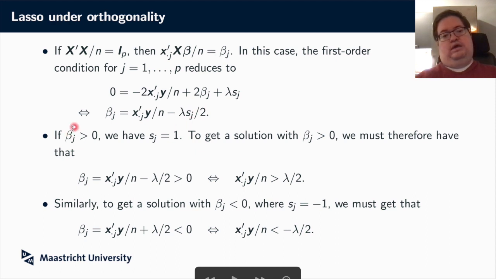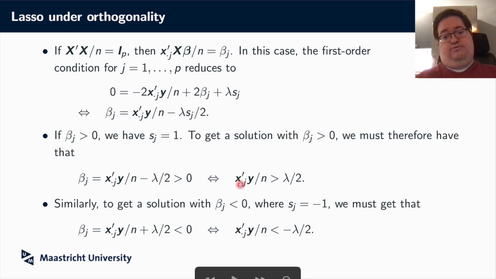So take a beta j larger than 0. Then we know that sj is 1. Right, so in that case, we could plug 1 in here. Now, could this be a solution? Well, it can be a solution if this expression with 1 plugged in is larger than 0. Because then we have a match, right? We said beta j larger than 0 here, and beta j is indeed larger than 0 here. So if this is the case, if this is larger than 0, this could be a solution.